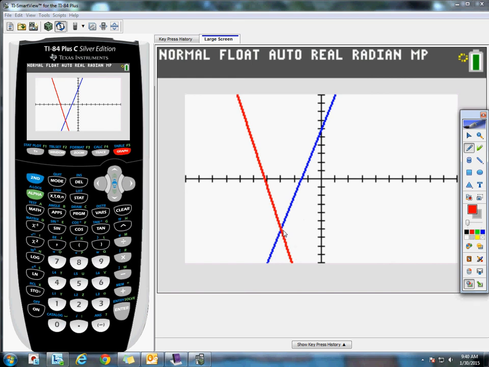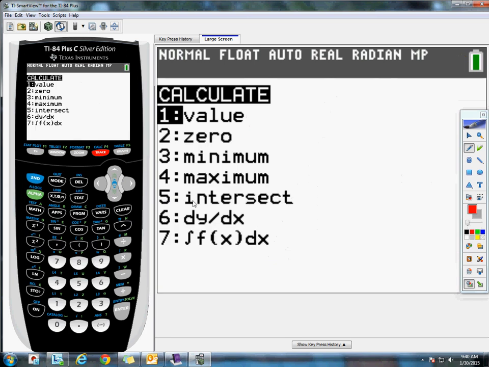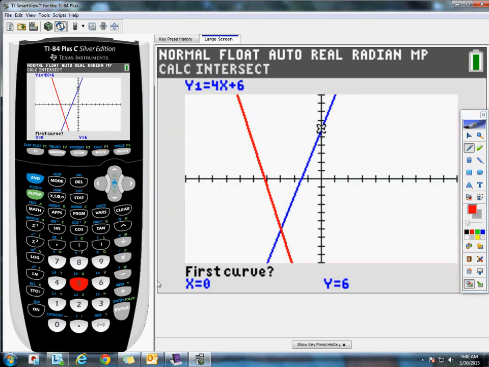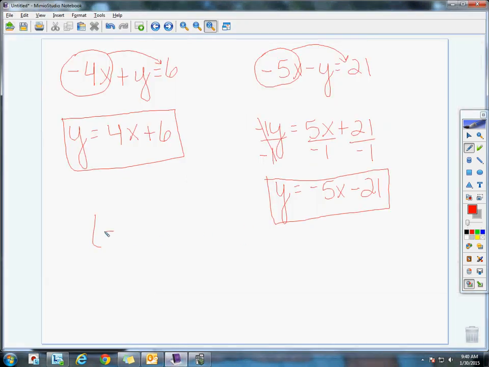Okay, so these two lines intersect in a point. To find that point, the shortcut's to hit second trace. We're finding the intersection, so you want to hit the number 5. And then you hit enter 3 times. So it says first curve, yes. Second curve, yes. And then it's going to guess where they intersect. You hit yes. And then it tells you our intersection's at negative 3, negative 6. So our answer here would be negative 3, negative 6.